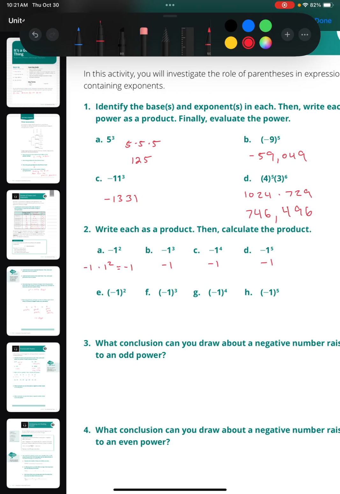Now, if we put it in parentheses like E, F, G, and H and include the negative in what we're raising to the exponent, now we're going to go back to that rule we saw with the warm-up. An even exponent, multiplying an even number of negatives together, gives you a positive answer. So negative 1 to the 2nd power gives you an answer of positive 1. So will G, negative 1 to the 4th power. That's an even number, so that'll be positive 1. But if we look back at F and H, to an odd number exponent, those are both going to result in negative answers. So we'd get negative 1.